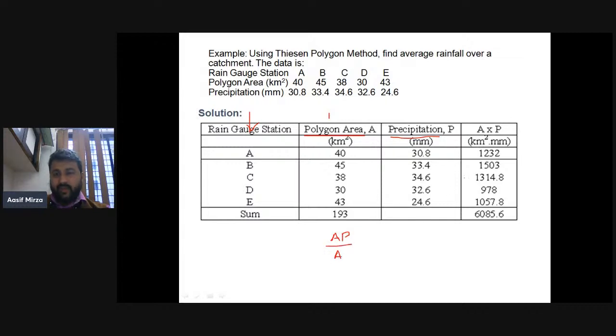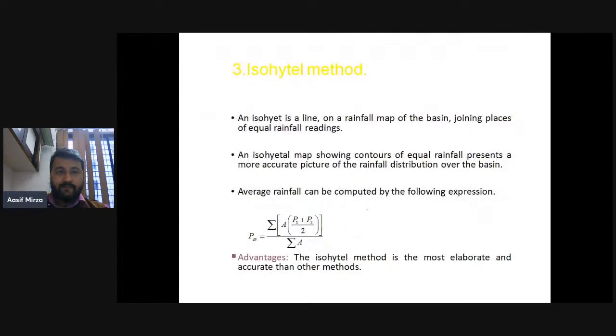So ultimately, when we multiply column 2 with column 3, you will get column 4, kilometer square into mm, and you will take the sum. You will sum these values and make this 6085.6 and divide this value by 193. You will get the average rainfall in the particular area.